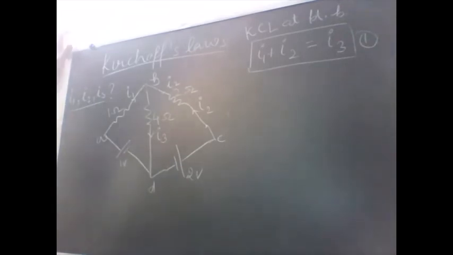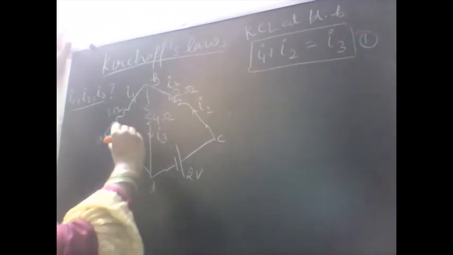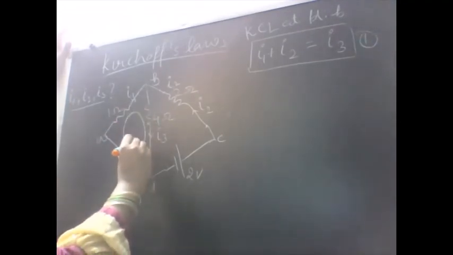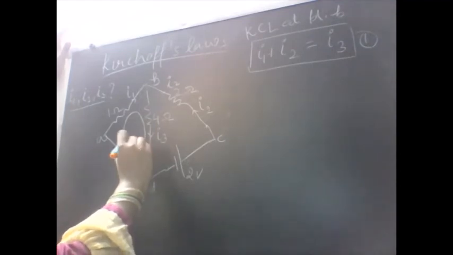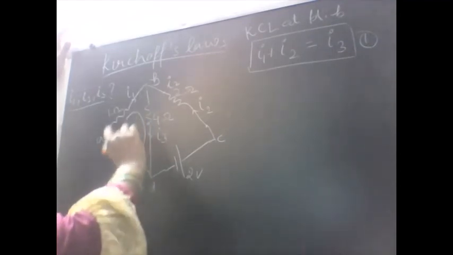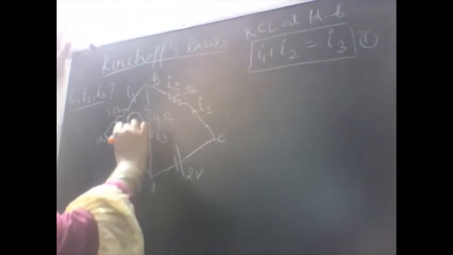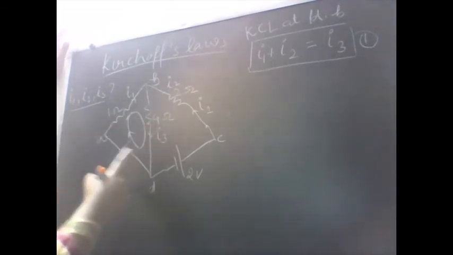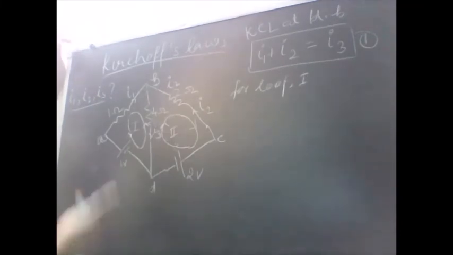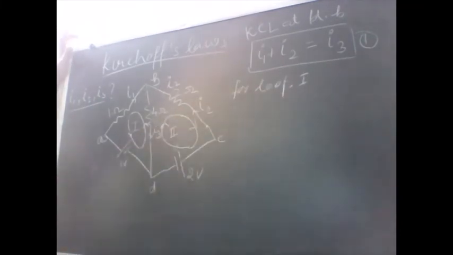Now let us apply the KVL. For the KVL, I need to choose the loop. So this is my loop 1. Assuming that I have taken a closed loop like this. This is my closed loop, and clockwise is the direction of the loop. So let us take this loop first. For loop 1, let us apply the KVL. So we'll start with the cell.